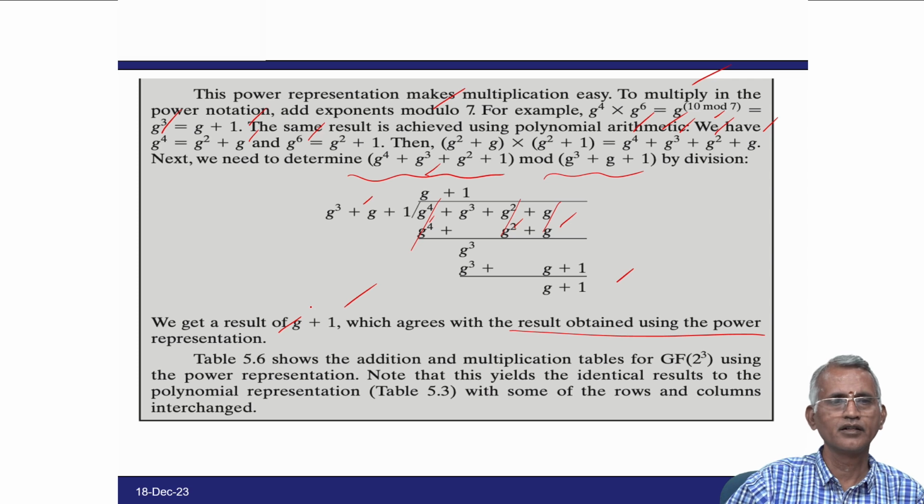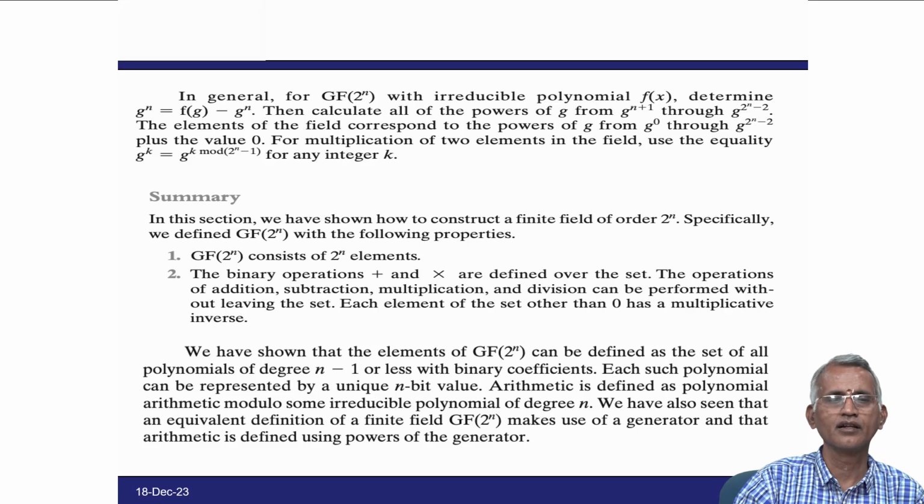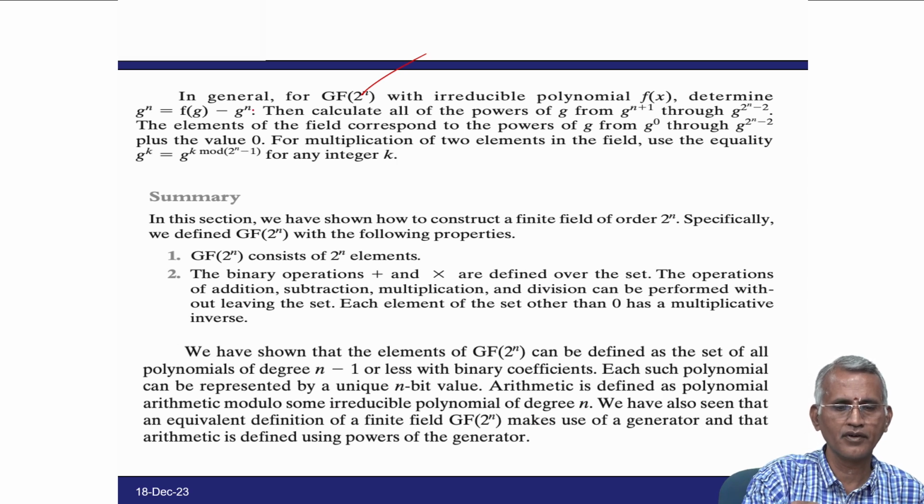Table 5.6 shows the multiplication table of GF of 2 cube using power representation. Note that this yields an identical result to the polynomial representation, with some of the rows and columns interchanged. So, in general, GF of 2 power n with irreducible polynomial f of x is determined. Therefore, g power n is f of g minus g power n.